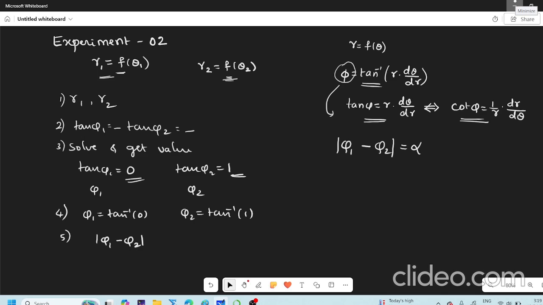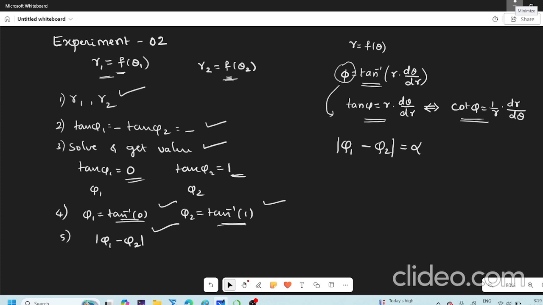Recalling the procedure: first, you have to consider the given functions. Then find tan phi 1 and tan phi 2. Then solve those expressions and get the values. Then take tan inverse on both sides. Then the required value is the absolute value of whatever you get from tan inverse of 0 and tan inverse of 1. This is the procedure.